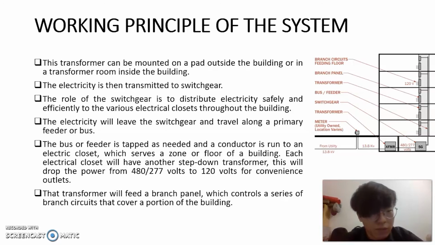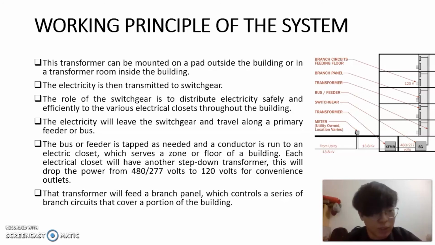So the electricity is then transmitted to the switchgear. The role of the switchgear is to distribute the electricity safely and efficiently to the various electrical closures throughout the building. The equipment has numerous safety features, including the circuit breaker, which allows the power to be cut off on problems, but it can be done instantly to allow the technician to work on the specific branches of the power system.